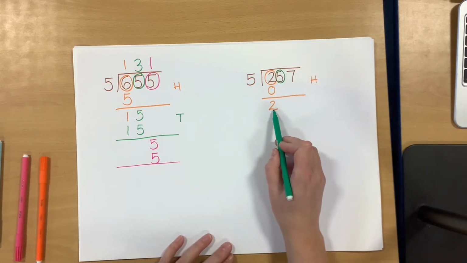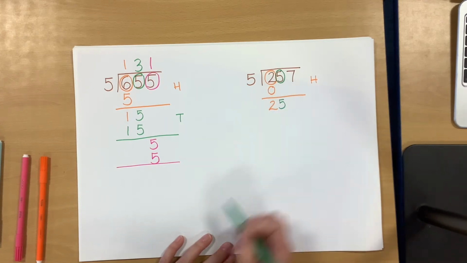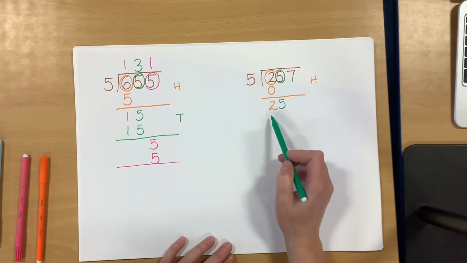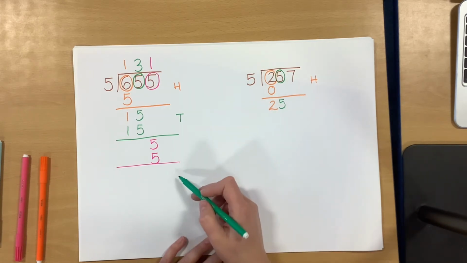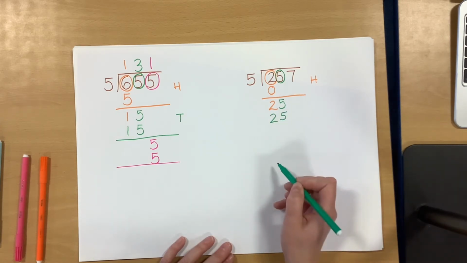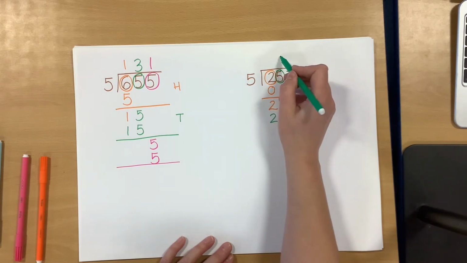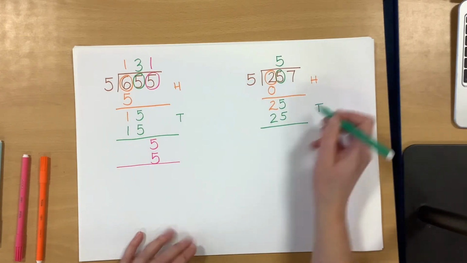Now I've already got 200s, which is 20 tens, and I had 5 to start with. So I've now got 25 tens. How many of those can be shared equally by 5? Well, 25 is in the 5 times table, so we can share all of those equally. And 25 divided by 5 is 5. And there's none left to transfer to the ones.